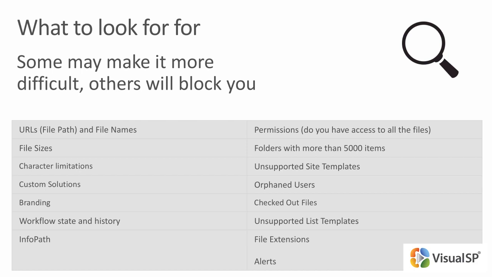The URLs, the file path, and the file names, they're either too long, or they basically have characters that are not supported, that you have to take into consideration. Even if you're coming from an existing on-premises to another, or on-premises to Office 365, you have to realize that the URLs might no longer work depending on your tenant, depending on the URL change that you might put into place. Some deep paths may just no longer work. The file size, the character limitations, custom solutions.